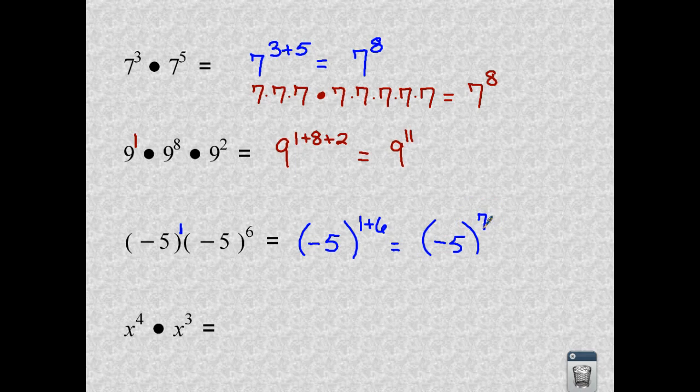The last one, I threw some variables in there. It's the same idea. If we have the same base x and we're multiplying, this is the product, we have x to the 7th power. I didn't plan those both being the 7th power, it just worked out that way.